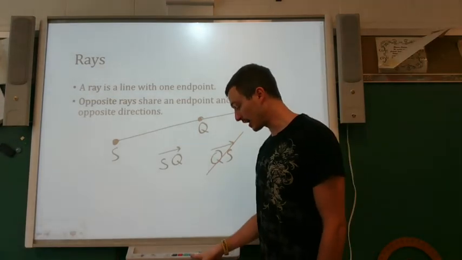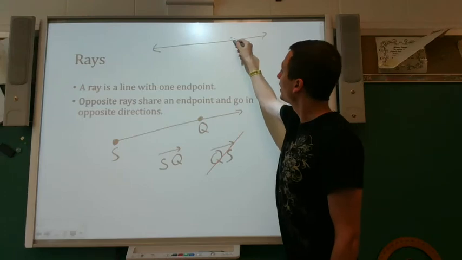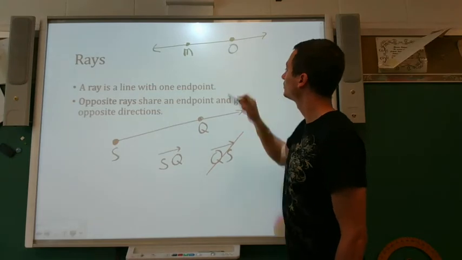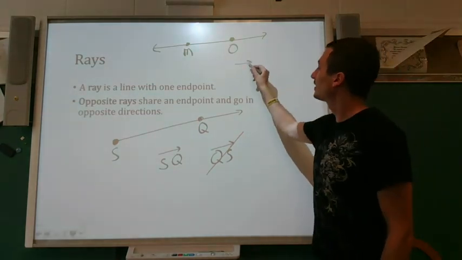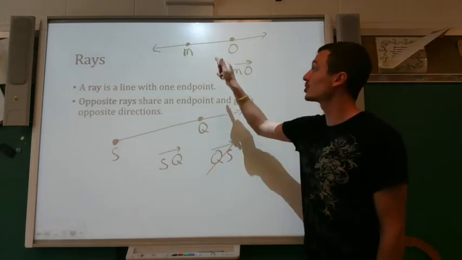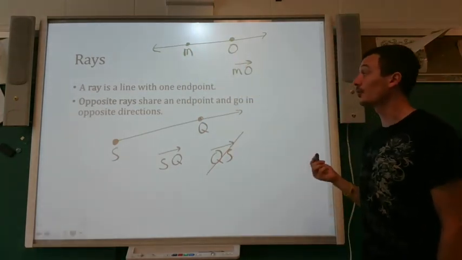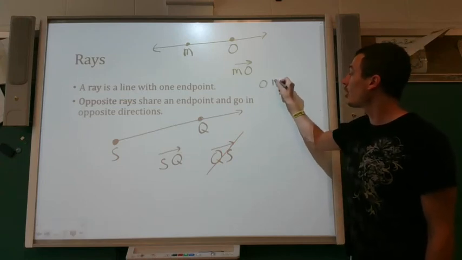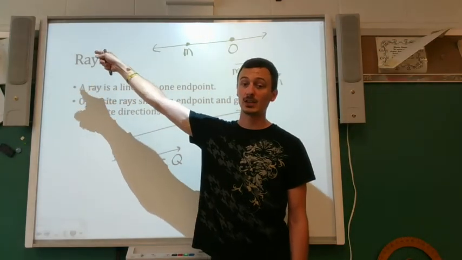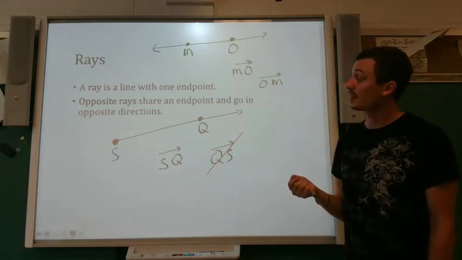Now I can have multiple rays in a line. So let's say I have a line right here, and this is M and O. Now if I talk about ray MO, that exists. Ray MO exists. It starts at M and goes in the direction of O. That's fine. You can have that. Furthermore, I could also have ray OM, because ray OM starts at O and goes through M. So I can identify different rays within the same line. That's possible.